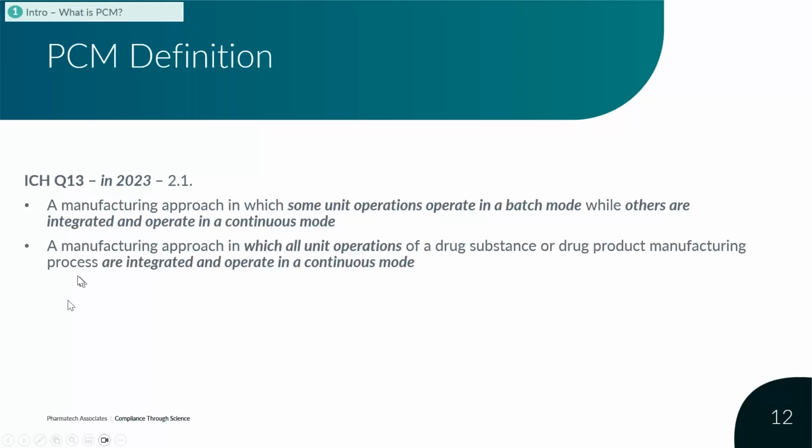And this, of course, counts for drug substance as well as drug product manufacturing. So you can integrate unit operations, and I think this is the point I want to make. For PCM, pharmaceutical continuous manufacturing, you have to combine at least two unit operations with one another before we talk about a PCM process.